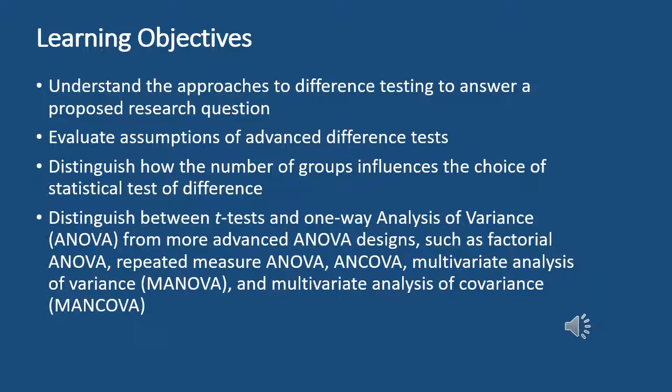The learning objectives for this presentation include understanding the approaches to the different testing and which testing would be used to answer different types of research questions, to evaluate the assumptions of the different tests, distinguish how the number of groups would influence your choice of a statistical test for difference, and to distinguish between t-tests and one-way analysis of variance, ANOVAs, from some of the more advanced ANOVA designs, which are factorial ANOVA, repeated measure ANOVA, ANCOVA, multivariate analysis of variance, MANOVA, and multivariate analysis of covariance.